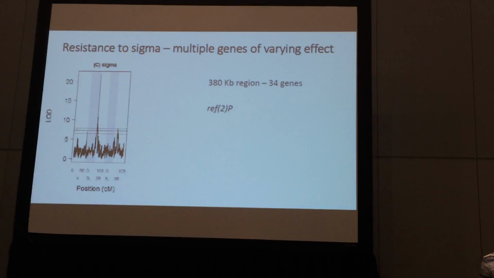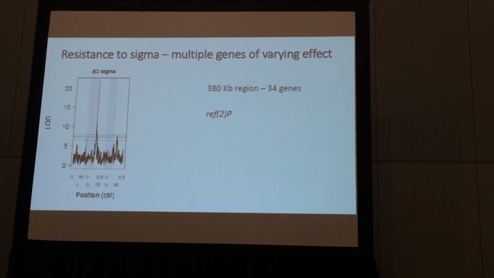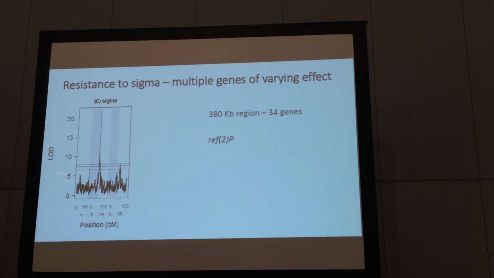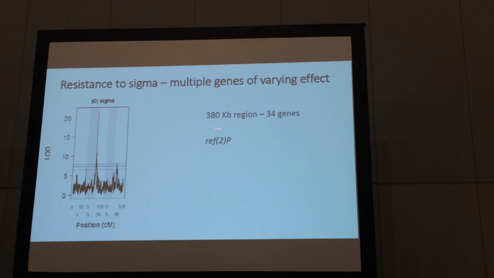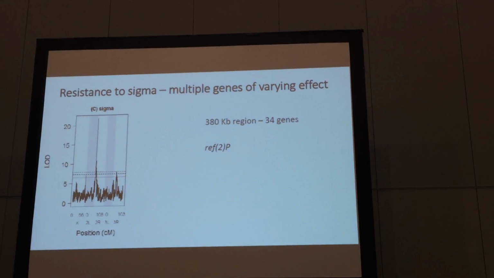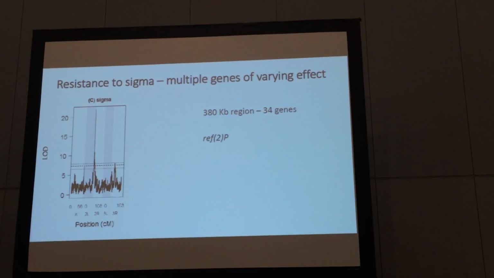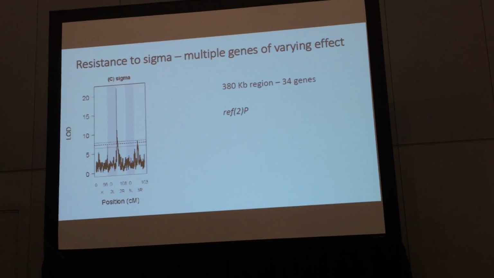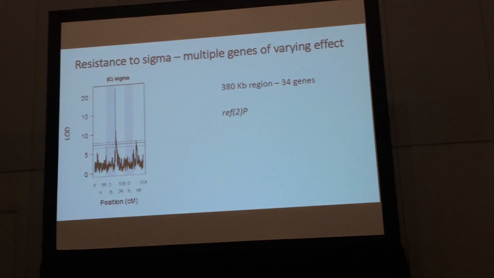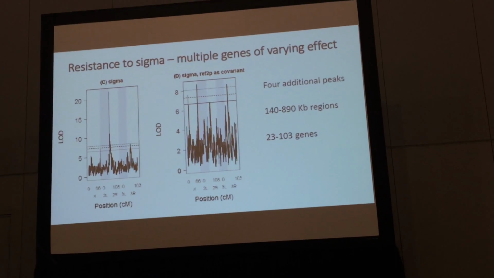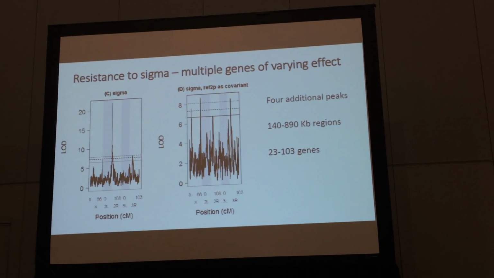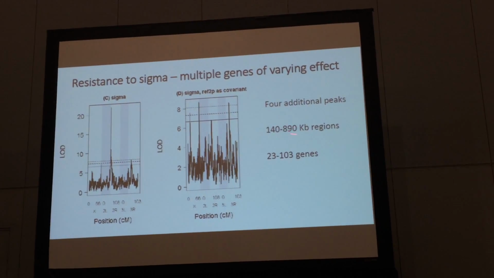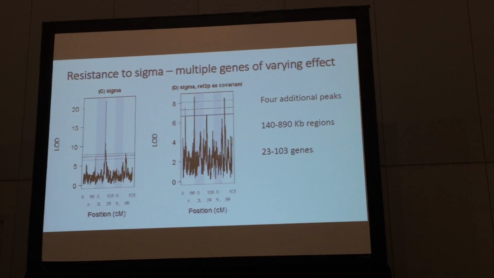Then we did the same for the Sigma virus, and here the story is a little more complicated. Again, we did the QTL analysis and found a major peak that defined a region of 38 kb with 34 genes, and that region includes ref(2)P. Again, this is a gene that was previously known to be associated with resistance to the Sigma virus. The same old gene again. But when we repeated the analysis using ref(2)P as a covariate, we found 4 additional peaks. These peaks range in size from 140 to 890 kb and contain from 23 to 103 genes.